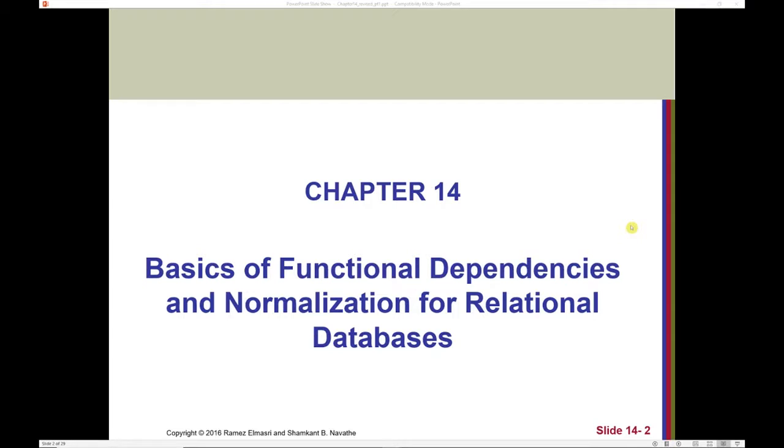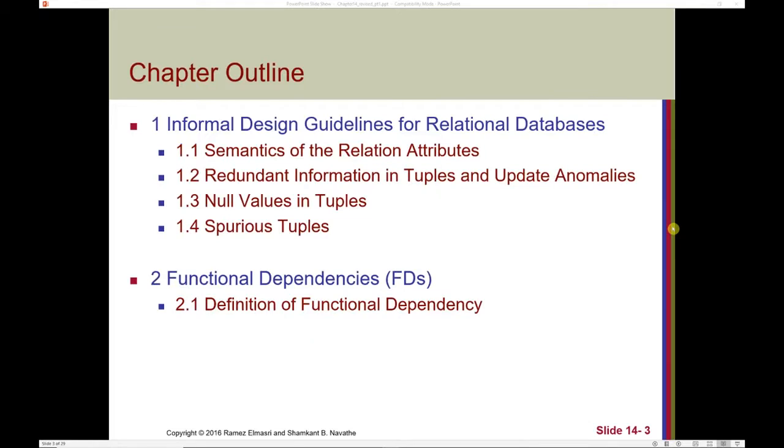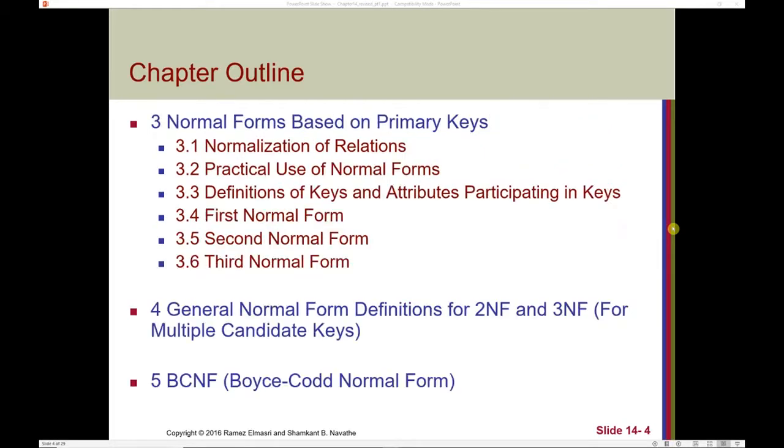Chapter 14, Basics of Functional Dependencies and Normalization for Relational Databases. In this chapter, we'll talk about some informal design guidelines for relational databases, learn how to identify functional dependencies, and then introduce the concept of normalization and show how to progress through the different normal forms.